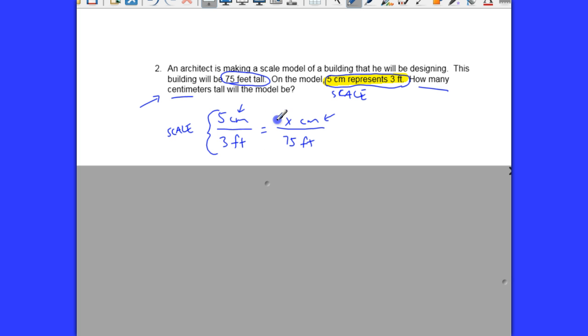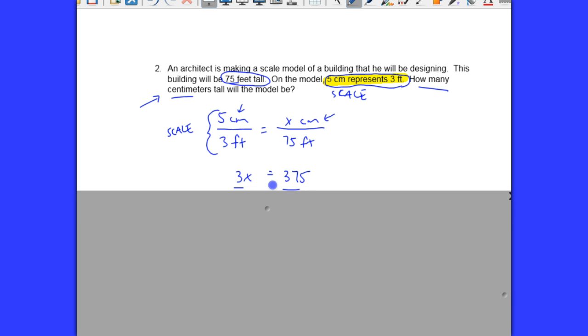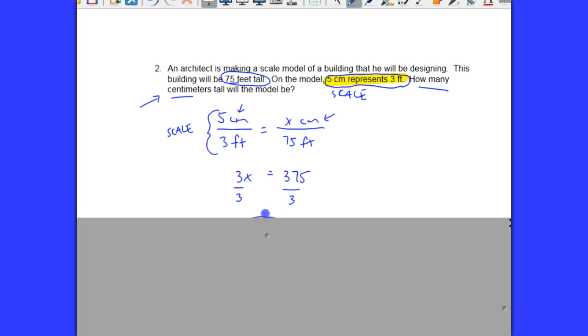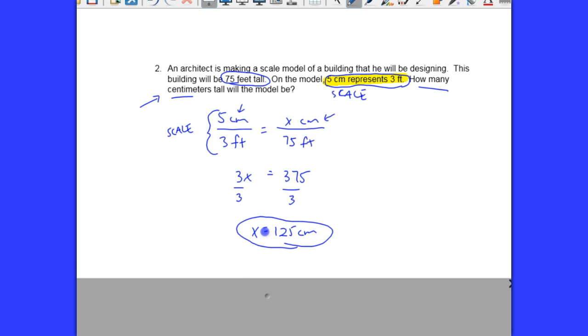Now I just crisscross right here. So once you get this set up, if you've learned how to solve the proportion, you just work it out. And I went ahead and did that for you. Crisscross 3 times x is 3x is 375. Divided both sides by 3. And I get 125 centimeters. Merely a coincidence that was the same number as the previous problem, but that's how it worked out.